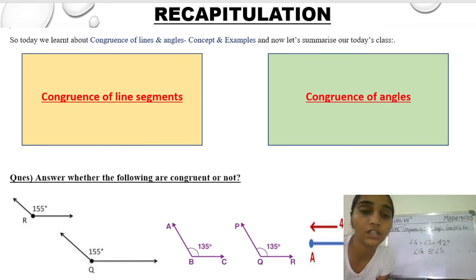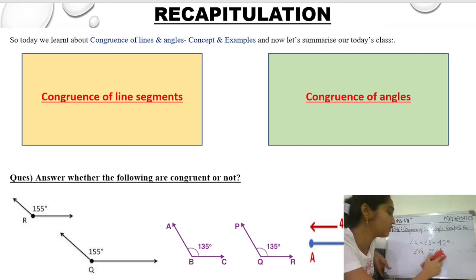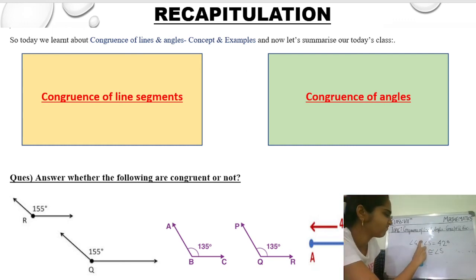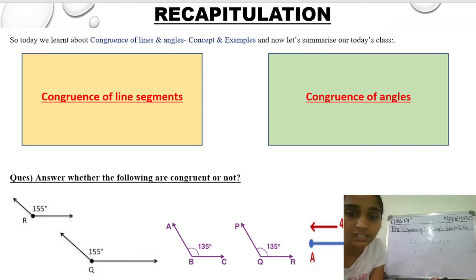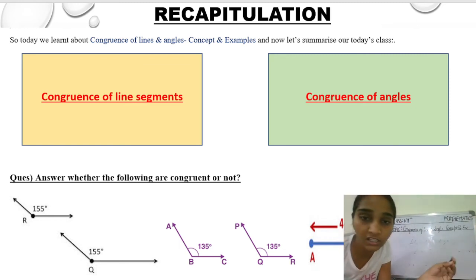So students, what is congruence of line segment? How can we see that two line segments are congruent to each other? Yes, we can say by superimposing them, right? If the two lines are exactly superimposing on each other, we will say they are congruent to each other. And students, what about the congruency of angles? Yes, you will say that two angles are congruent if they superimpose each other and they are equal in their measurements.